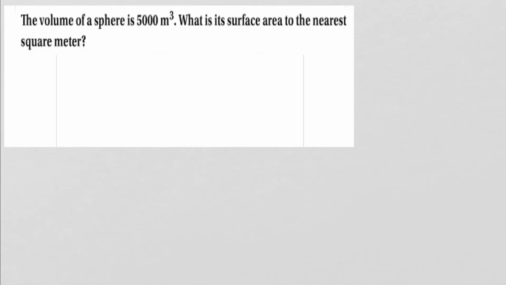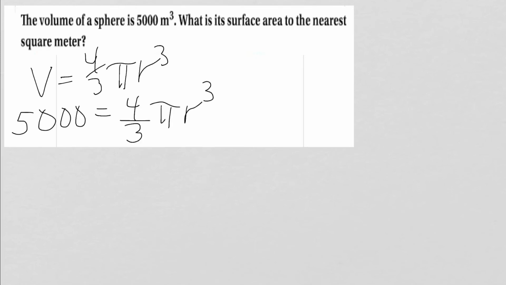All right, here's our second example. The volume of a sphere is 5,000 meters cubed. What is its surface area to the nearest square meter? So here we need to go backwards from the volume. Let's write down the volume formula. Here we need to solve for r, so we're going to divide by pi first.